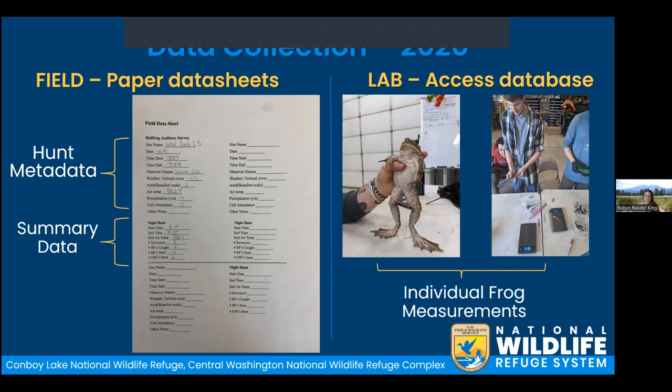And then back in the lab, we would take individual morphometrics on each frog, which included snout to vent length, wet weight, life stage, and gender if we were able to. So recording the hunt ID, which was a combination of the site name and date that was recorded on the paper data sheet, allowed us to relate this morphometric summary data back to specific hunts.